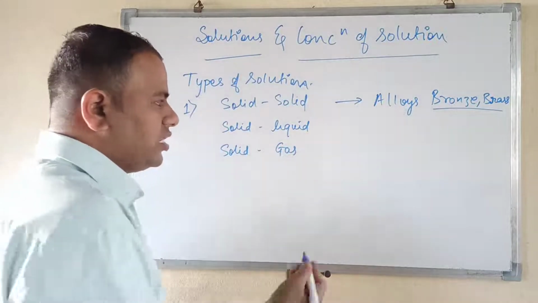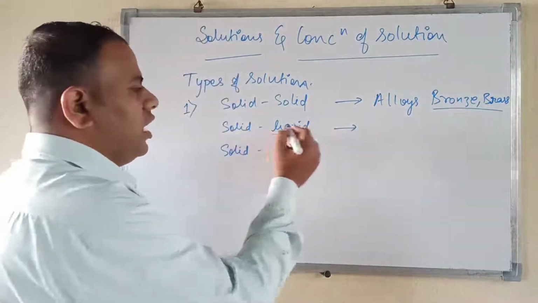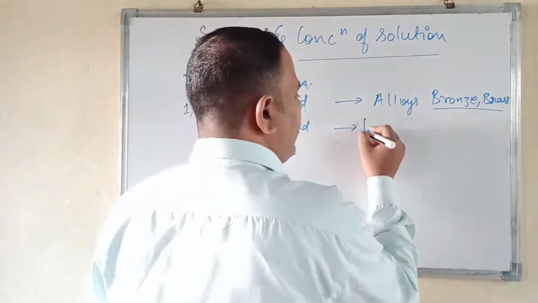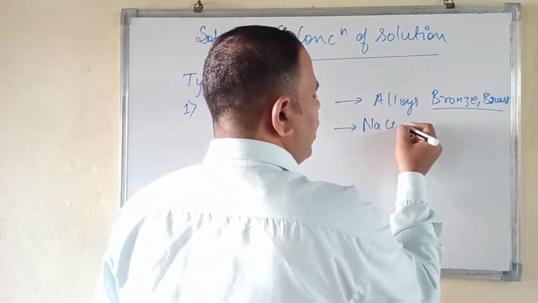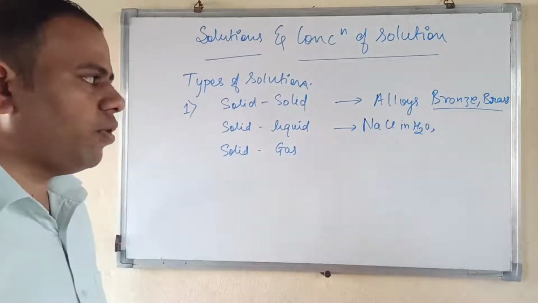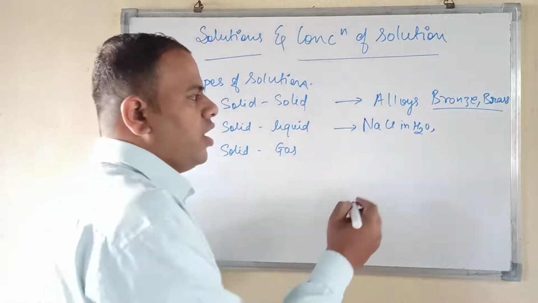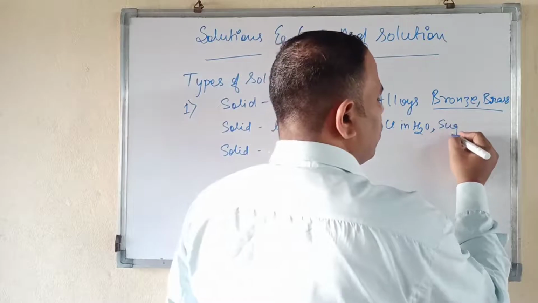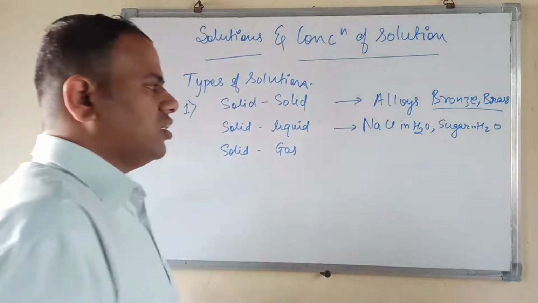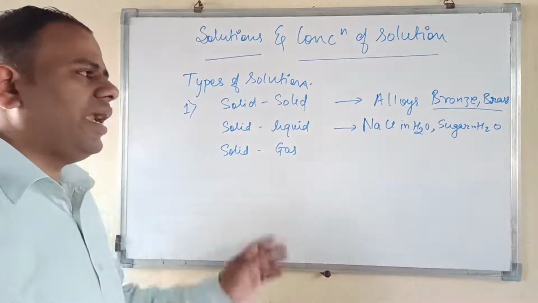Now let's see the solid liquid solution. This is the most common type of solution. Here an example is NaCl in water. When you mix NaCl, that is sodium chloride or salt, in water. Another example is sugar in water. This NaCl and sugar are in solid form and are mixed in water.